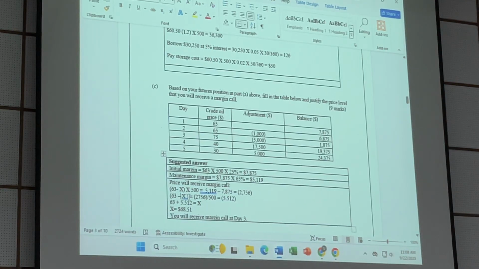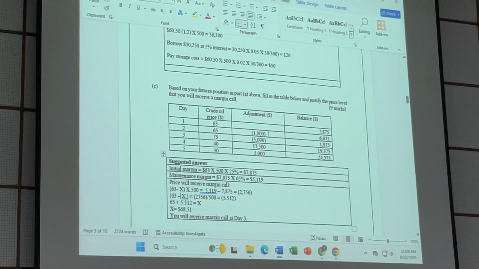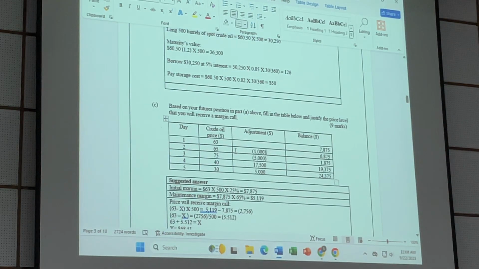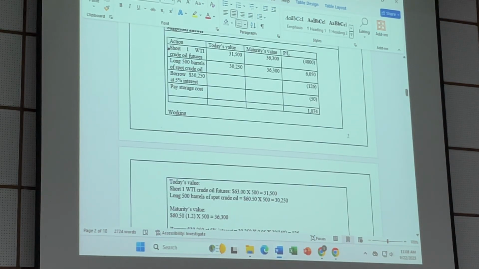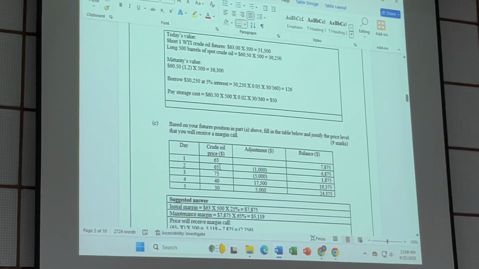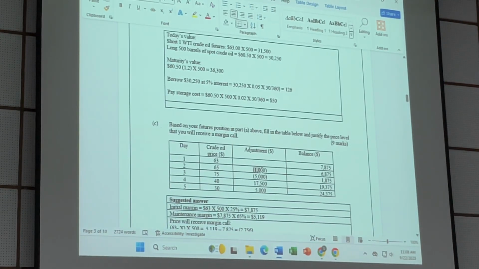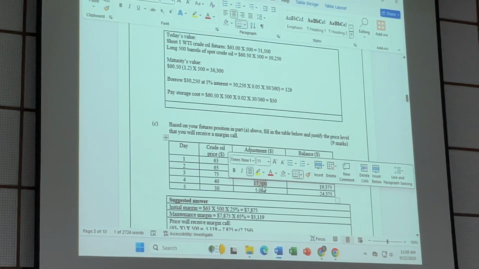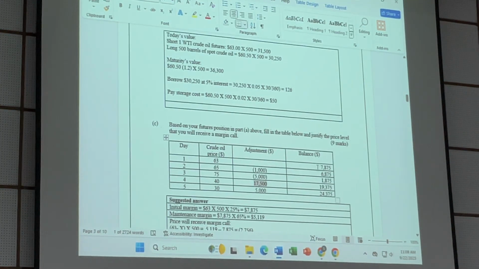Then after that you calculate the adjustment. The adjustment is based on your future position, which is short. Short, you hope the price will fall. So when the price rises, you have a loss. Price falls, you have a profit. That is how we calculate this.